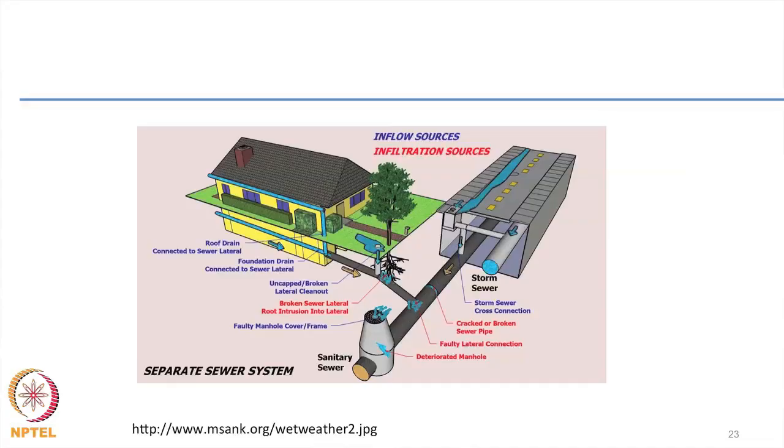So only one sewer is taking both, and we have only 2-3 months of rainfall, and also some finite number of days. So this kind of system works in India, and then the second is the separate sewer system, where the sewage is taken separately and storm water is taken separately. Okay, so these two kinds of systems are in place. And depending on your design, you have to make a choice when you decide a collection system.